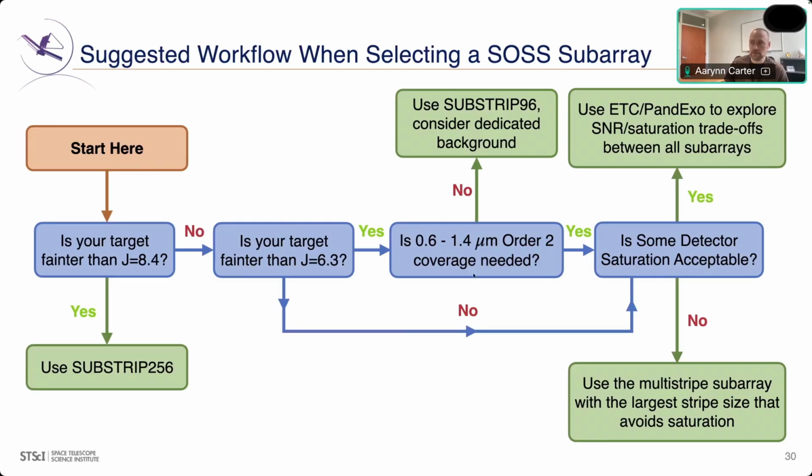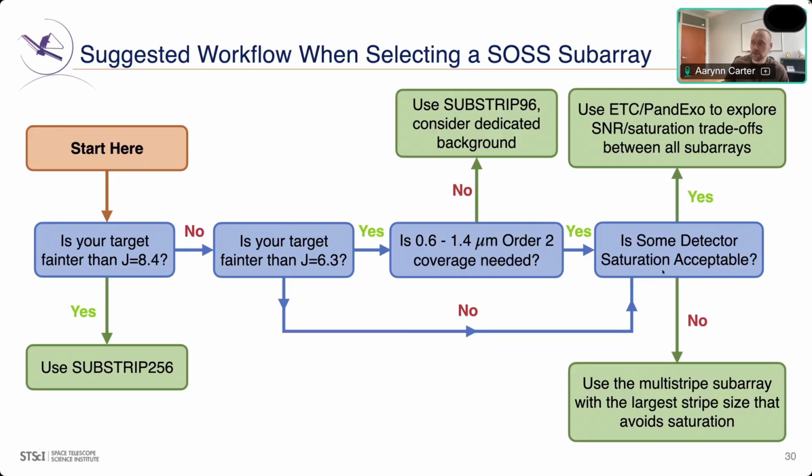Then if your answer to this is yes, you do really care about order 2, or if you know that your target is brighter than J of 6.3, you need to start asking yourself, is some detector saturation acceptable? There can be sharp discontinuities, like Minaza showed, for superstripes when you're switching from one stripe to the other. So you want to be mindful of that. Maybe sometimes the best thing to do is accept a little bit of saturation for a big boost in SNR. If you are willing to accept some saturation, you should use the ETC or Pandexo to explore those trade-offs between all the subarrays and make a decision that will really motivate your science case in the best way possible.